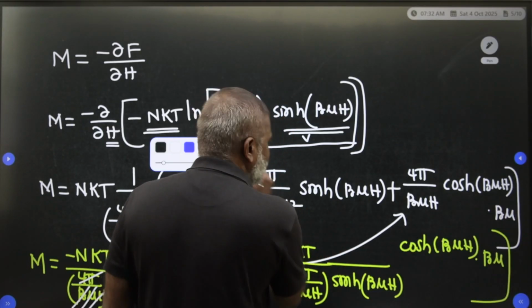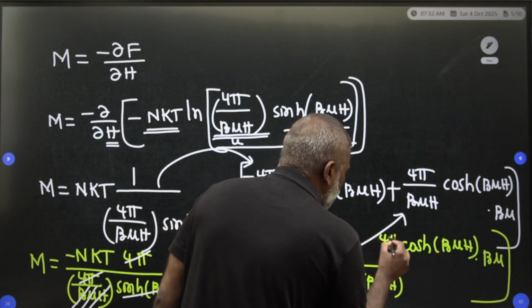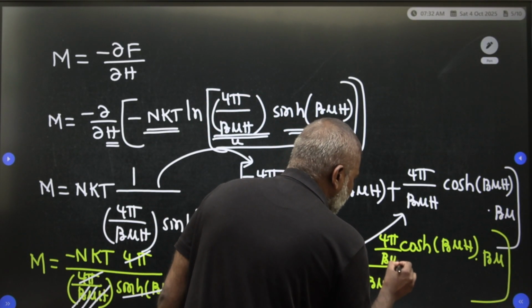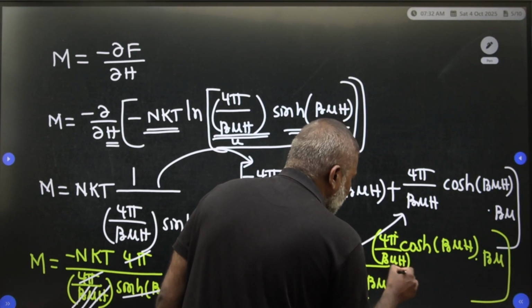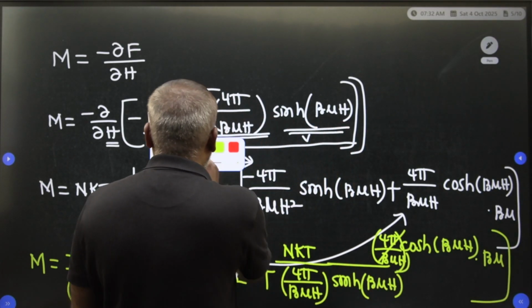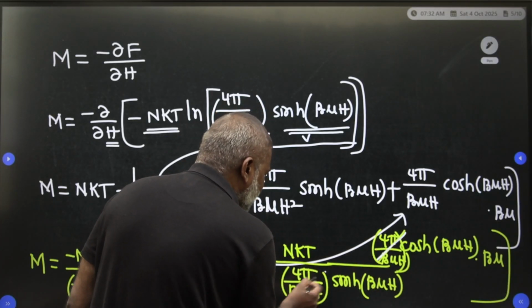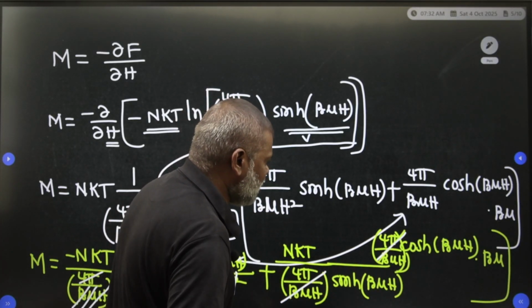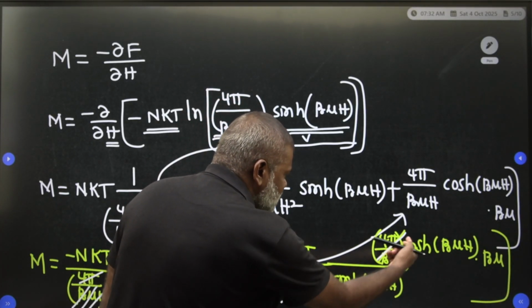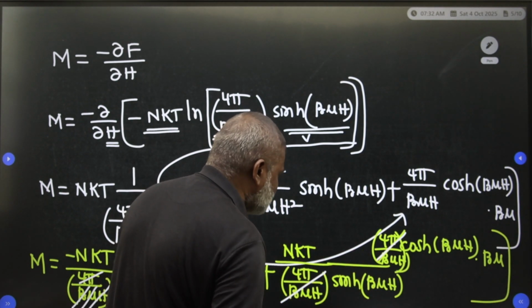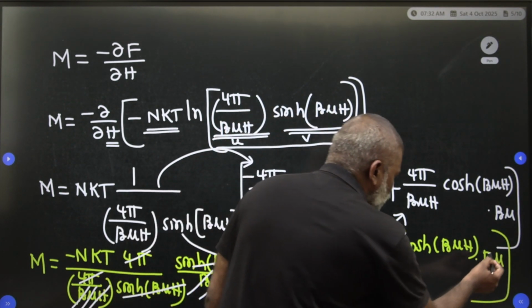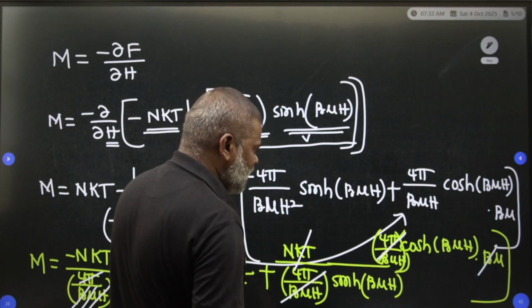So one more term I am missing here. 4 phi is divided by beta mu h, you have to take. This 4 phi is divided by beta mu h, cos h by sin h is equal to cot h. So your kT is equal to 1 by beta, so 1 by beta gets cancelled.